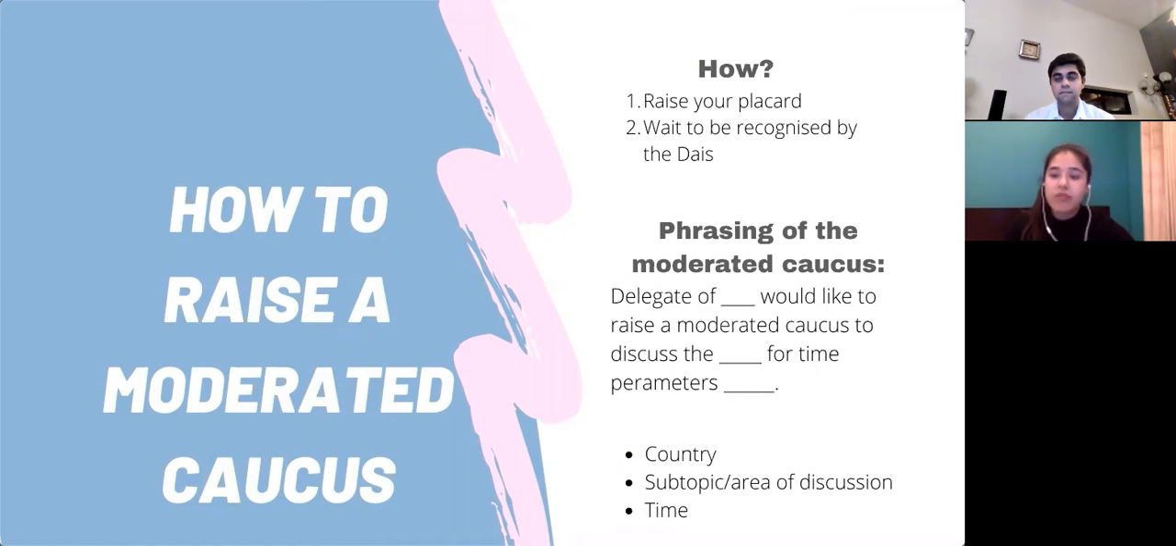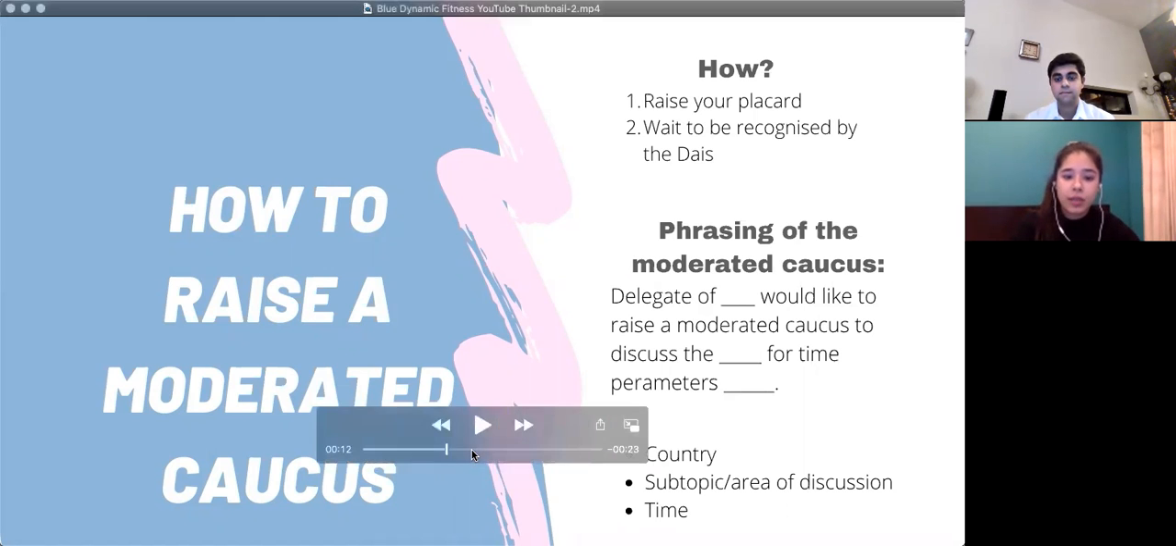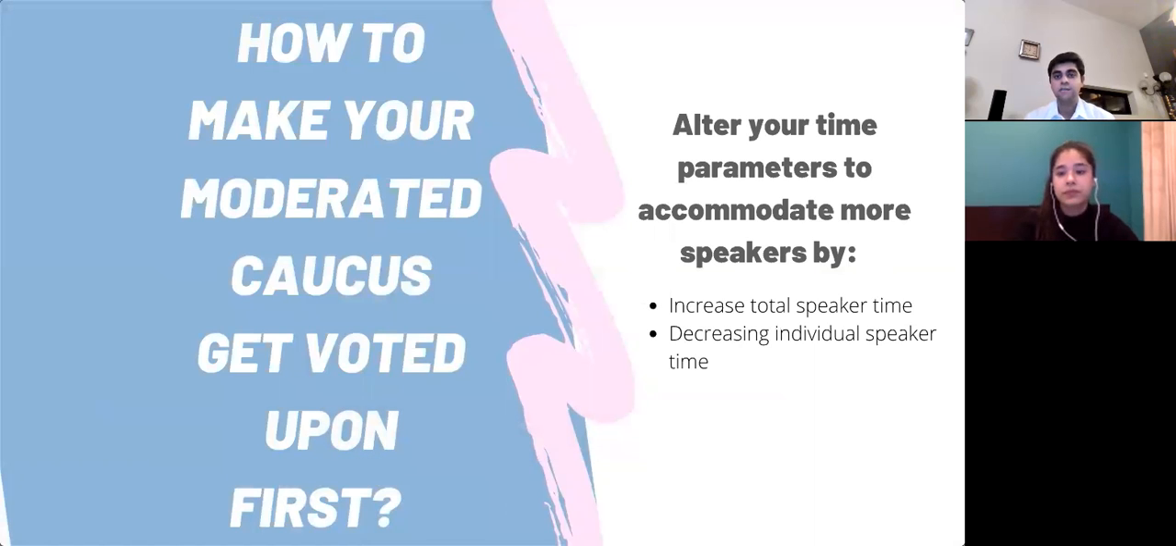Over here, I have mentioned three things. I have firstly mentioned my country, then I have mentioned the area of discussion, and thirdly, I have mentioned the time parameters. Now, Raza will brief you further about time parameters. Also, instead of saying the whole thing, total time 15 minutes and individual speaker time 1 minute, some people to shorten it will also say time 15:1.